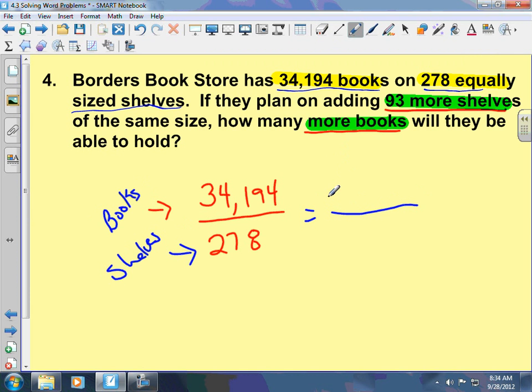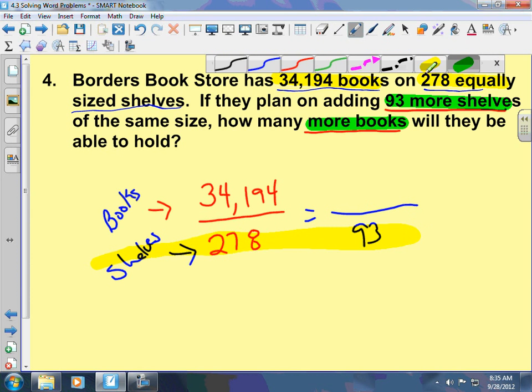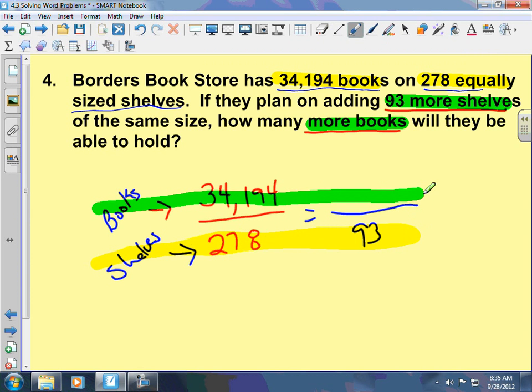Now, what has to go on bottom of my second fraction? Everybody nice and loud. 93. 93 has to go on bottom. See, shelves is on bottom, so shelves has to stay on bottom. 93 shelves. What's on top, guys? Books is on top, so books has to stay on top. Do I know how many more books they're going to add? No. Nope, that's my X. You have to have that figured out in your brain.